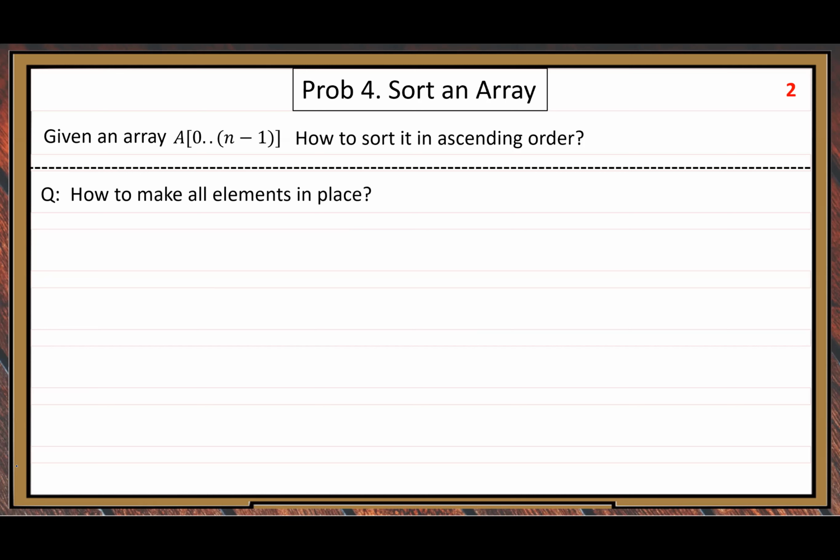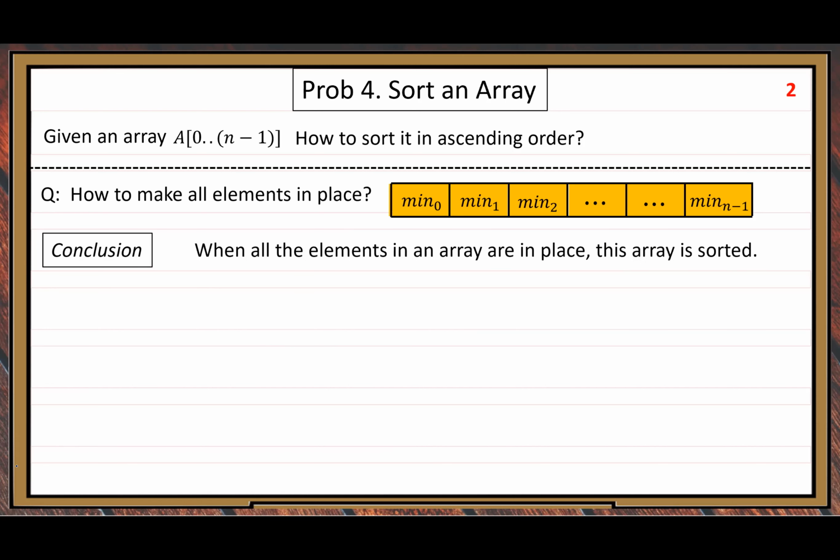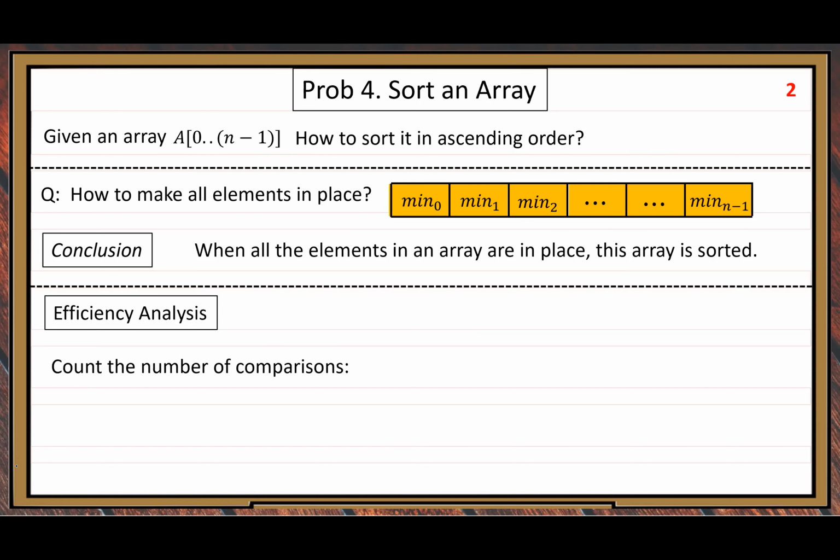efficiency analysis here. Let's go through the procedure again, but this time we need to count the number of comparisons. How many comparisons do we need to sort this whole array? Each time we find one minimum. But finding each minimum, how many comparisons do you need? Think about that. So let's do the counting.